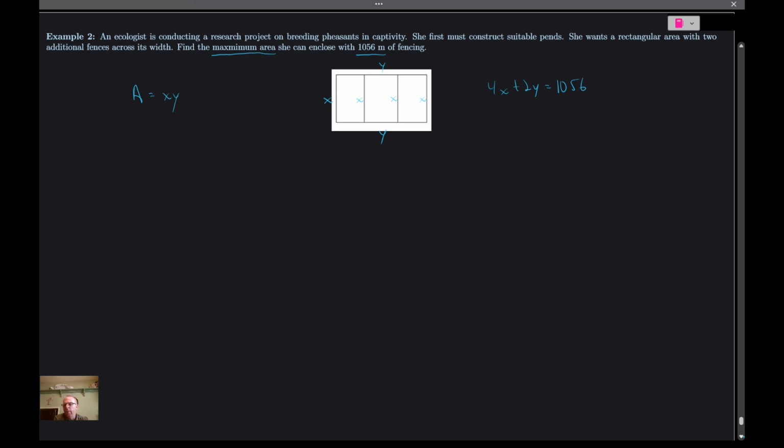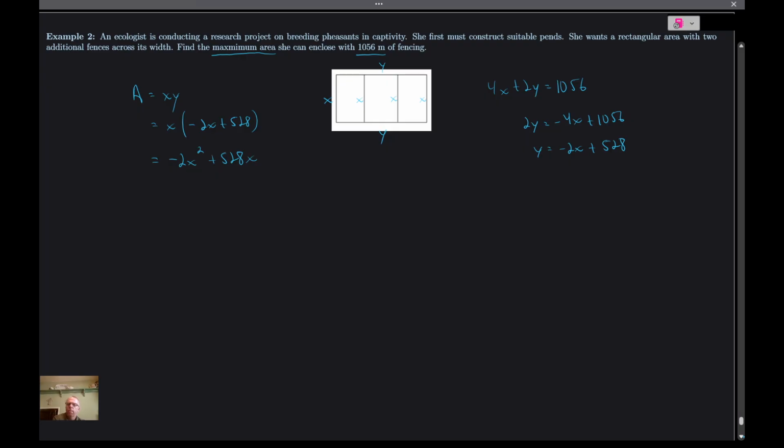All right, same procedure. Let's solve this for one of the variables. In this case, neither one of them were squared, so it doesn't really matter which one you pick. We'll just choose y. So let's solve this for y. And we get y equals negative 2x plus 528. Then we'll substitute. We get x times negative 2x plus 528. So the area is negative 2x squared plus 528x.